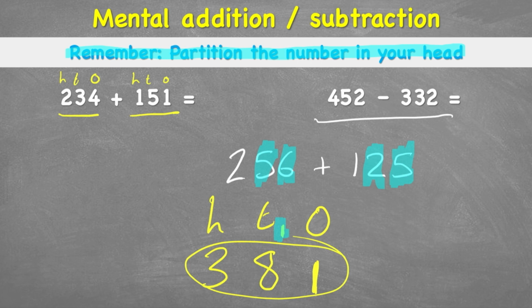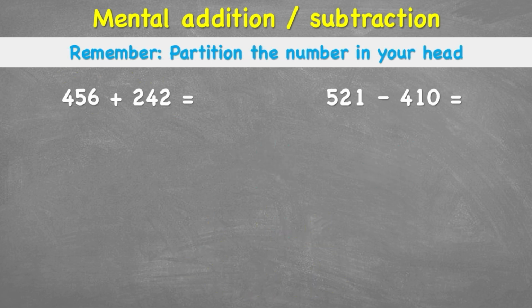So it's super important to always remember to go from the smallest value, because if you have more than 10, you're going to need to regroup it into the next column. Okay, here are some questions for you to have a little look at in your head. Don't write anything down, just see if you can calculate these 2 questions in your head using the method of partitioning.